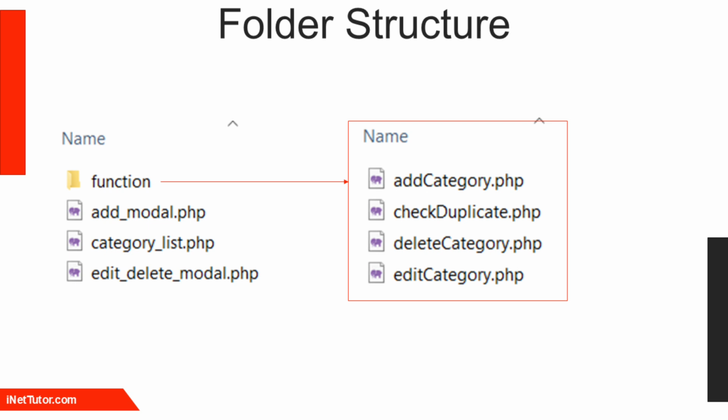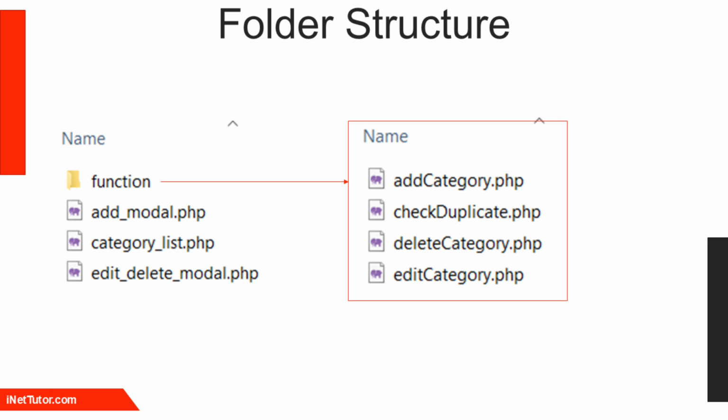The function folder contains essential PHP scripts that manage database operations related to school asset categories. The add category PHP file processes the addition of new categories by validating inputs and inserting them into the TBL_category table, redirecting users with a success message if successful.